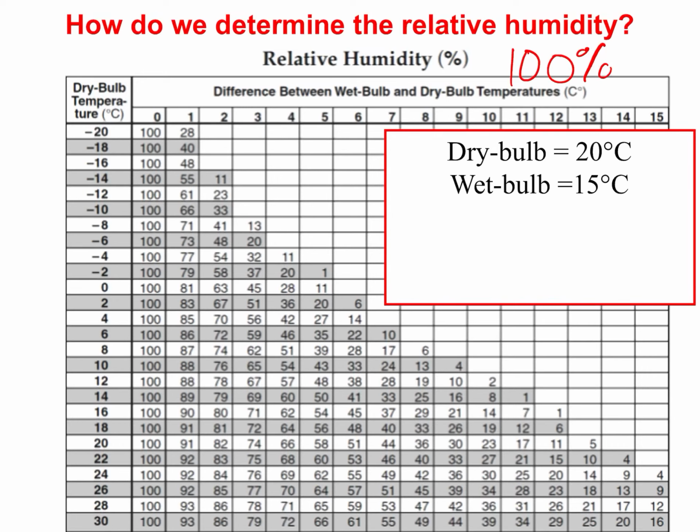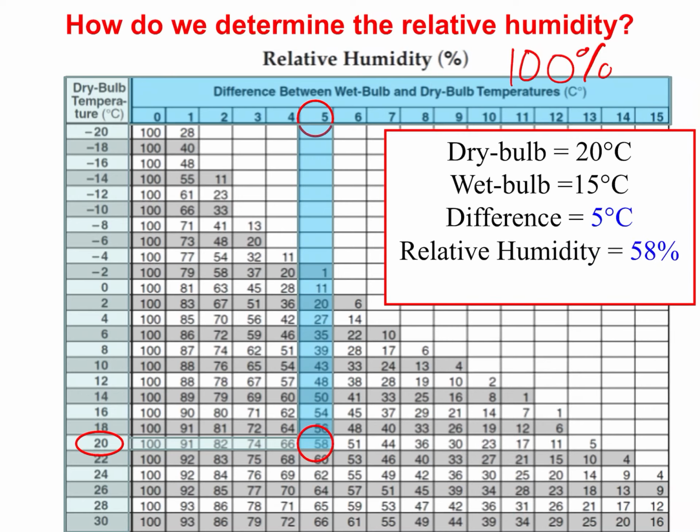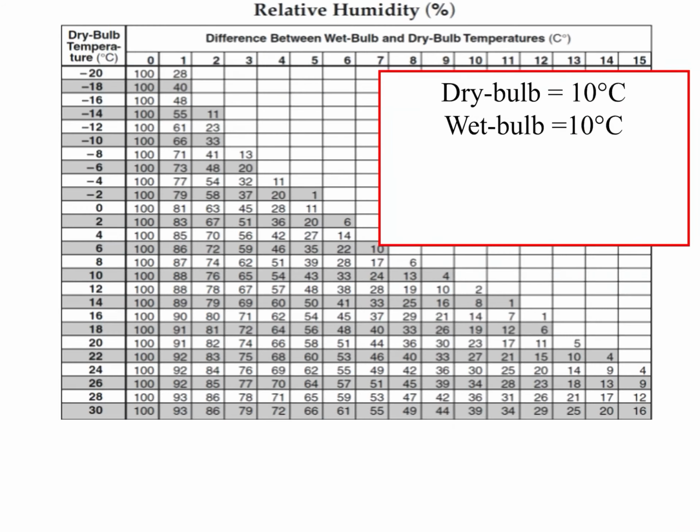Remember, that means that the air is fully saturated. So let's do it the same exact way. The dry bulb, which again is the air temperature, is 20. And the wet bulb is 15, so that means our difference is 5. So let's see where they meet. The relative humidity is 58. That is not 100% saturated. That means that it's not that humid out. That means that you will not have rain.